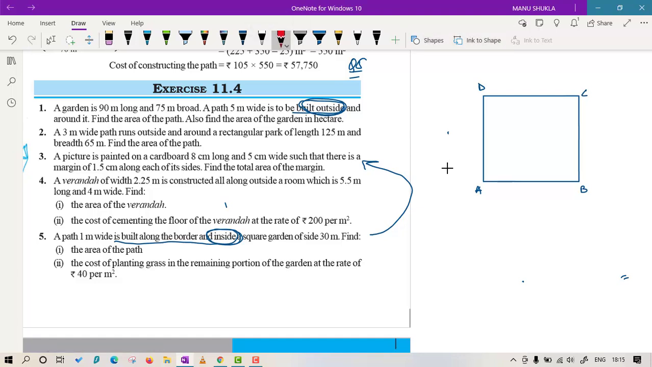This is 30 meters. This is also 30 meters. And inside, a path which is 1 meter wide is built inside the square. So obviously this path will also be a square only. Let's draw it very carefully. This is the path. Done. So this thing is 1 meter, this thing is 1 meter, this thing is 1 meter, and this thing is also 1 meter.